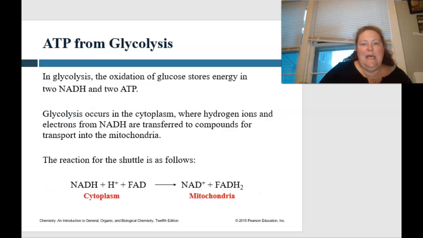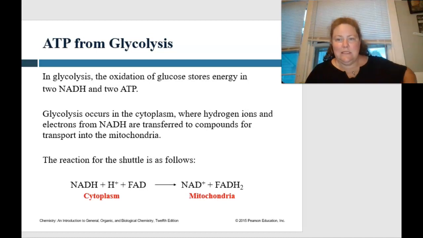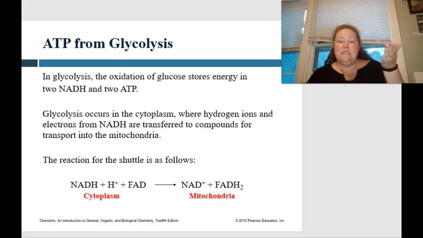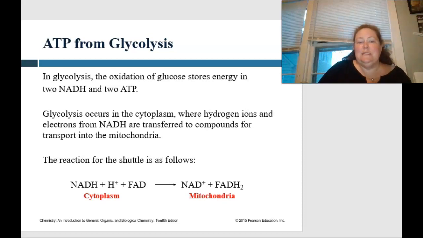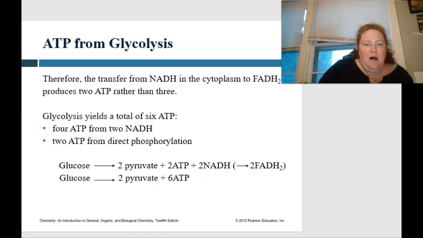So looking back and seeing ATP from glycolysis. In glycolysis, which was that first process that we talked about, the oxidation of glucose stores of energy produced 2 NADH and 2 ATP. Then glycolysis occurred in the cytoplasm, where the hydrogen ions and electrons from the NADH are transferred to compounds for transport into the mitochondria. And the reaction for the shuttle is this. We have NADH, H+, and FAD, and this happens in the cytoplasm, and then it travels into the mitochondria, which is again where the ETC is going to happen. Therefore, the transfer of NADH in the cytoplasm to FADH2 produces 2 ATP rather than 3.